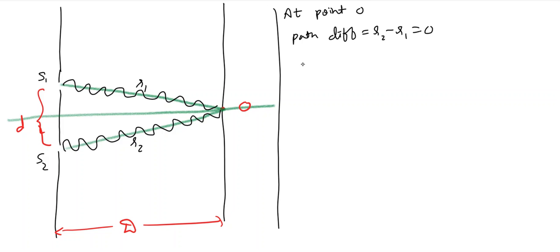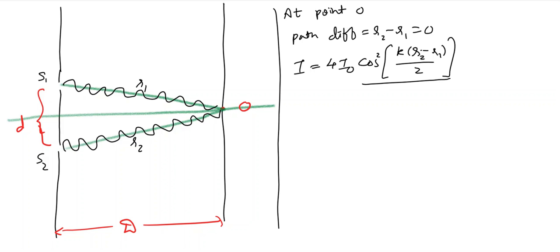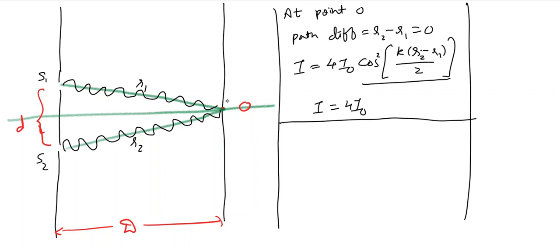And what if the path difference is 0? The equation says that intensity is 4I0 cos square K (R2 minus R1) by 2. R2 minus R1 is 0, so this whole term is cos 0, and the intensity is 4 times I0. It means that at point O you will have constructive interference taking place. Fine. What if we go further?